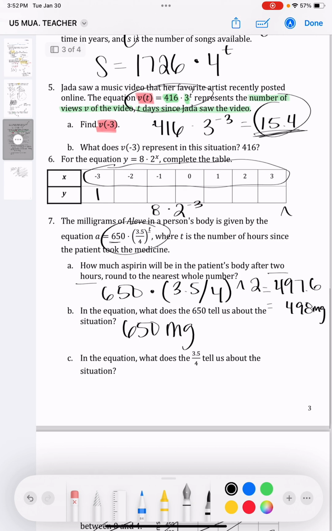And then it's asking you to explain, what does this 3.5 divided by 4 tell us about the situation? That is going to be our growth factor. That is in the location of B within our equation. So it's simply our growth factor. That is how much of the medicine is being lost as time progresses.